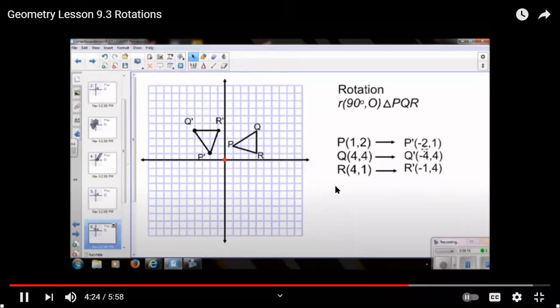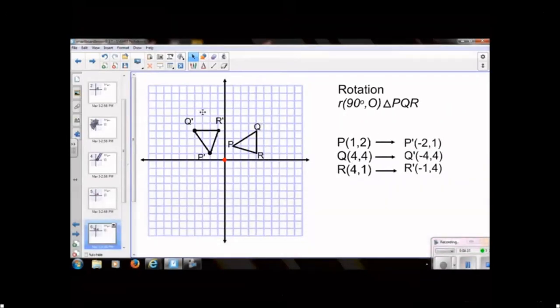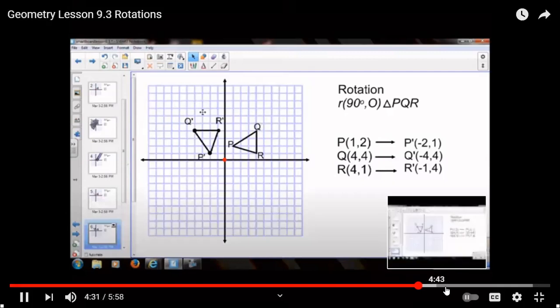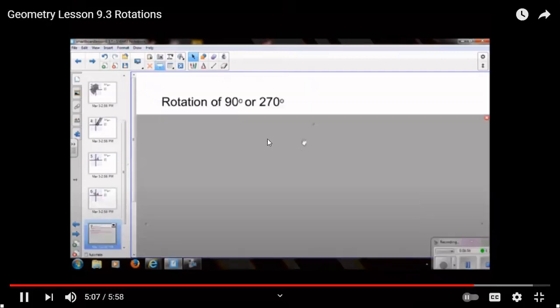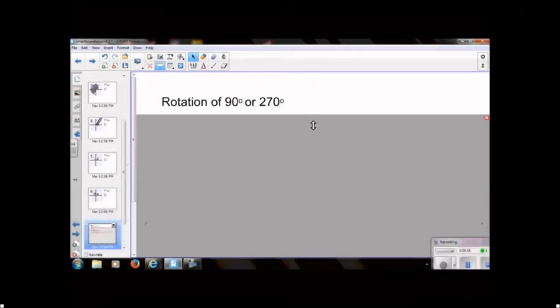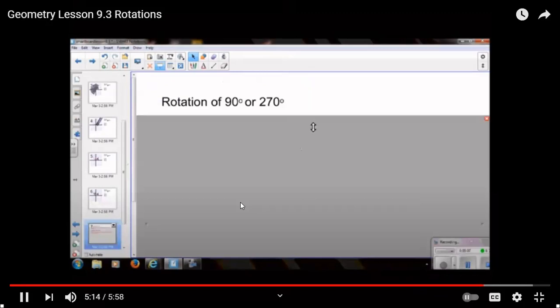But I flipped them, and then looking back at this second quadrant, the x's are negative and the y's are positive. These are rules that will help you when you're doing a rotation, because out of the reflection, the translation, and the rotation, these are the most challenging.